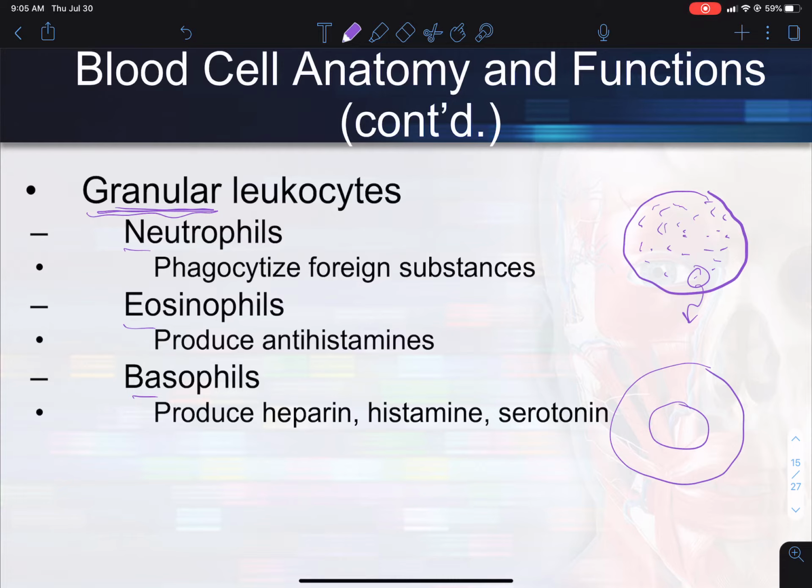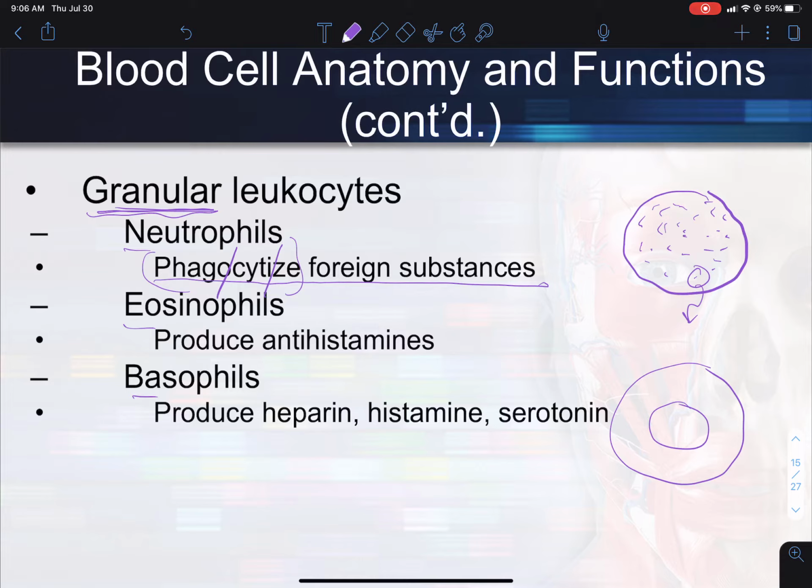The neutrophils are one of the most abundant types of cells in the blood, and they primarily function to phagocytize foreign substances. What does phagocytize mean? Phago means to eat, and cyte means cell. So we're eating cells. Neutrophils are really good at targeting any type of cell. They're not super specific, and that's why we have a really big abundance of them in the bloodstream, so that we don't have to constantly be producing really specific cells in order to target pathogens.